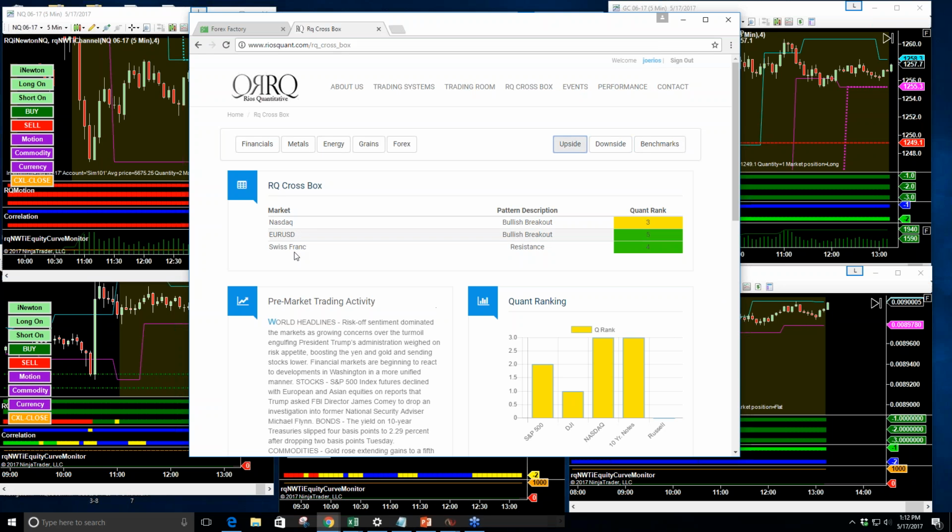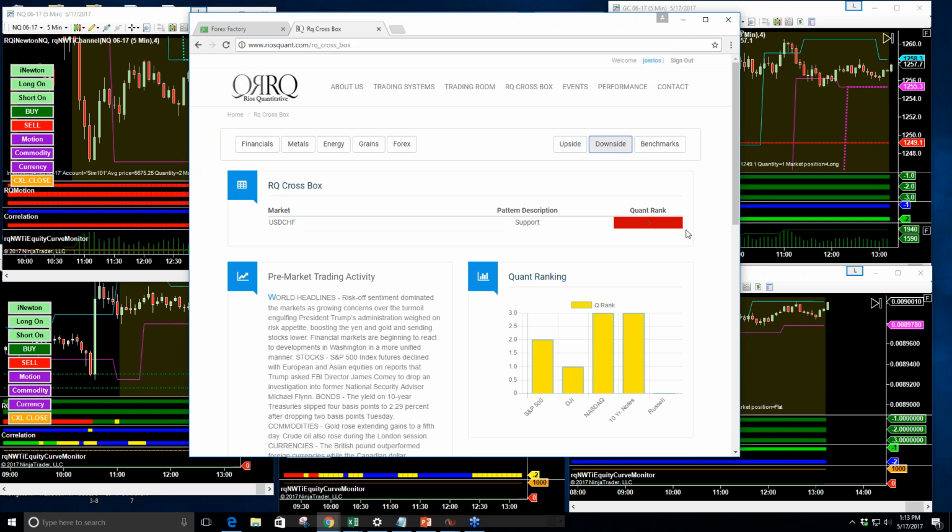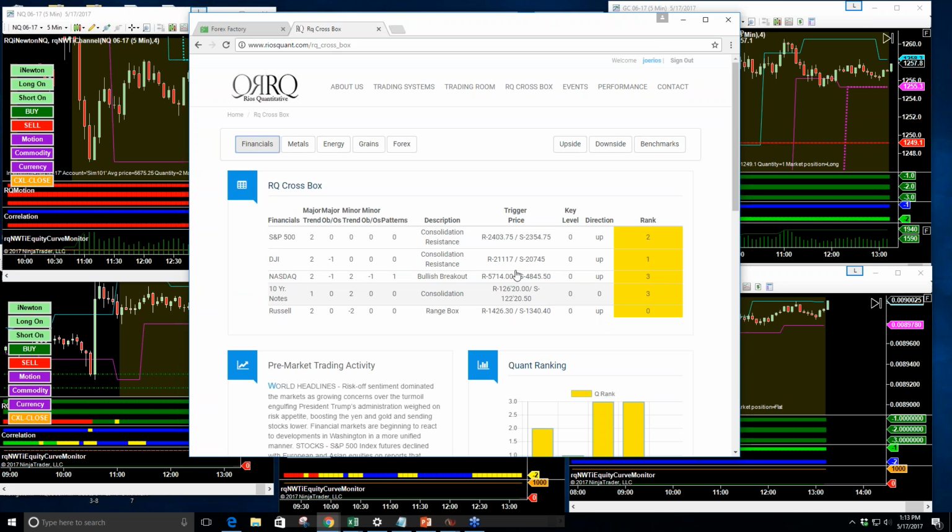Upside, we had Swiss franc, euro, and NASDAQ. NASDAQ didn't play out. NASDAQ was only because of the description, not the quant ranking. Downside, dollar, Swiss. The other areas to pay a lot of attention to are the trigger prices. Because when these things hit, it can have follow through because stops get triggered.